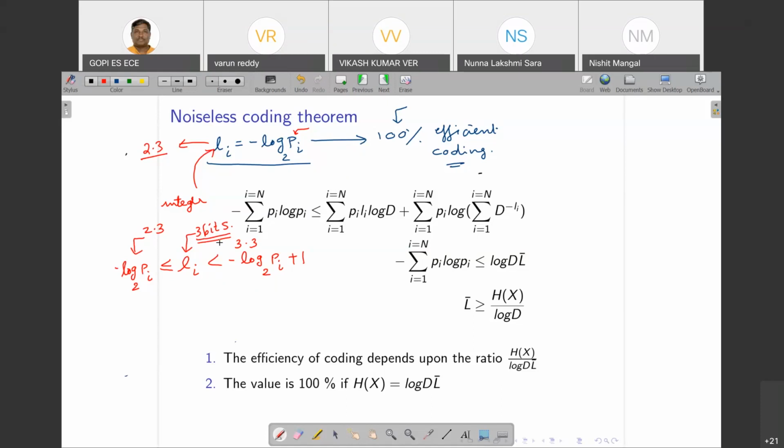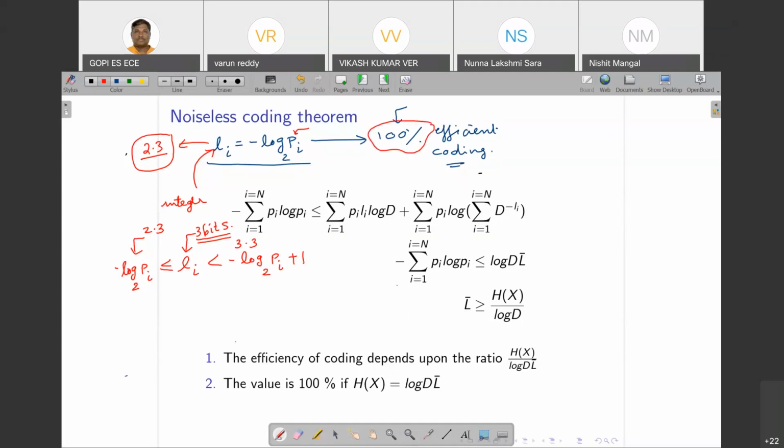So as you are having this length of the code, the efficiency is not always going to be 100% in all the cases, right? So that is the bound given. Actually, that is what we say, that it is a noiseless coding theorem. What is the bound you are having? I told you a little earlier, this is a more general case.